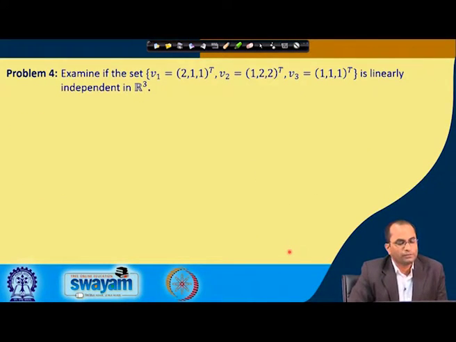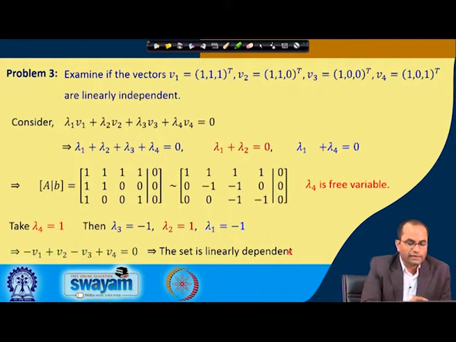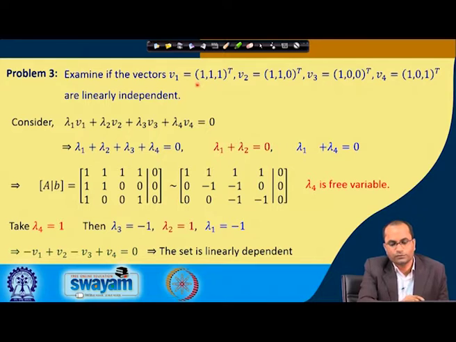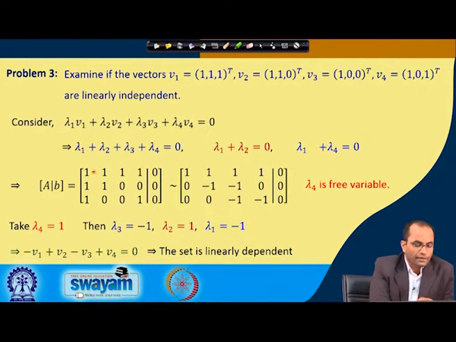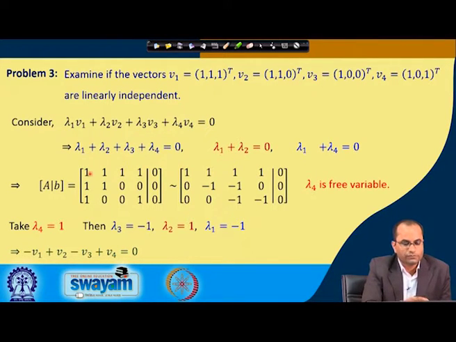So, another problem we will examine now is this set: (2, 1, 1), (1, 2, 2) and (1, 1, 1), whether it is linearly independent or linearly dependent. Getting back to the previous one, it is a similar problem. We had 4 vectors, and our augmented matrix had all these vectors as columns, like (1, 1, 1) and (1, 1, 0). We kept all these in the columns, and the right hand side b is always 0.